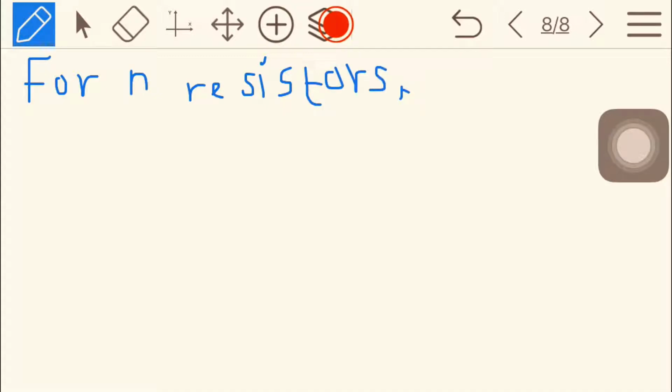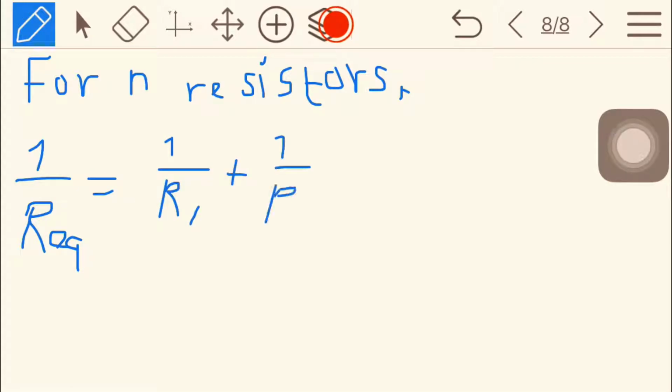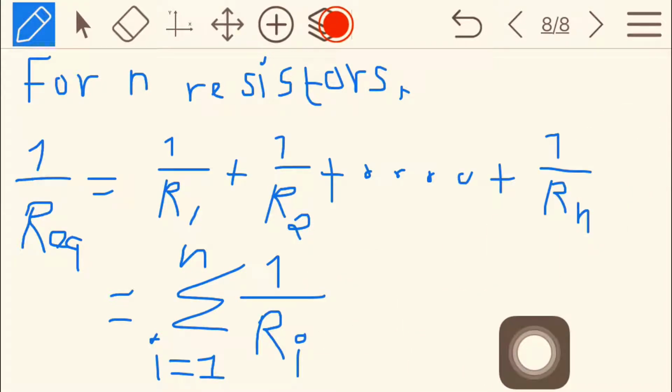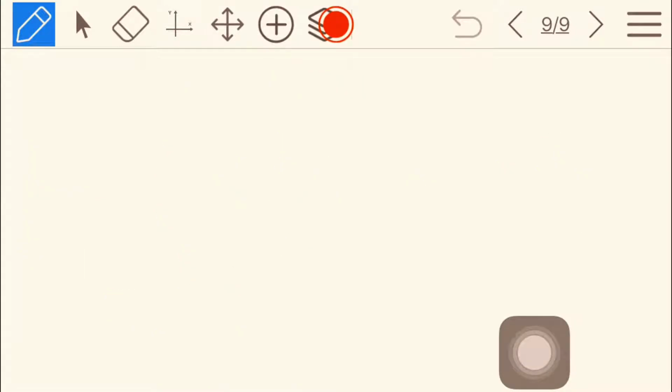Now if there are n resistors having different resistance values, then 1 by Req is equal to 1 by R1 plus 1 by R2 plus up to 1 by Rn. Writing this long expression in short form, we get the summation, i takes values 1 to n, of 1 by Ri. We have n resistors.